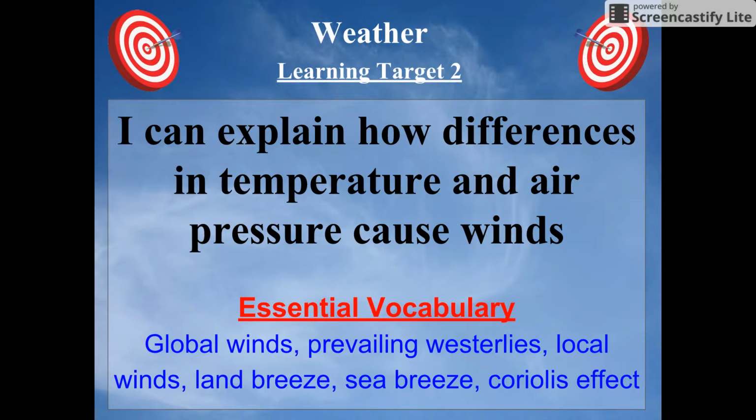Learning target 2 for weather. I can explain how differences in temperature and air pressure cause winds. Your essential vocabulary is global winds, prevailing westerlies, local winds, land breeze, sea breeze, and Coriolis effect.